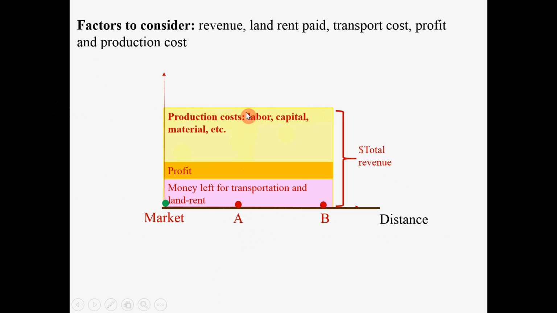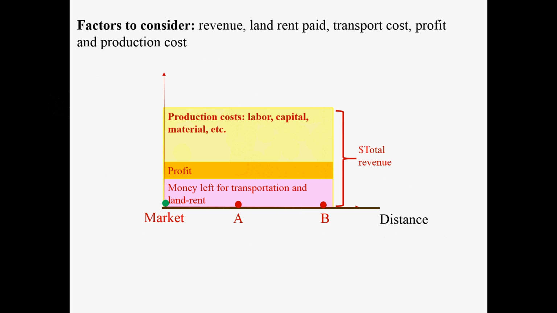But from the total revenue, you have to take off the production cost, the labor cost, how much money you have to hire machines, the capital, and how much material you have to use. Again, because of the homogeneous plane, the production costs for both farmers are the same. They are at a different distance from the market, but since they are homogeneous farms, the production cost is the same. See, it's the same depth here. Also the profit is the same for both farmers. Since they are homogeneous farmers, they should earn the same amount of profit.